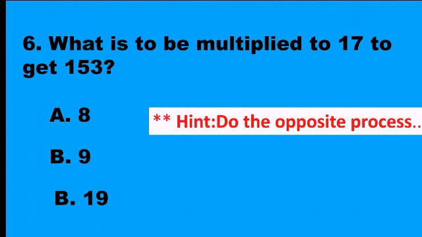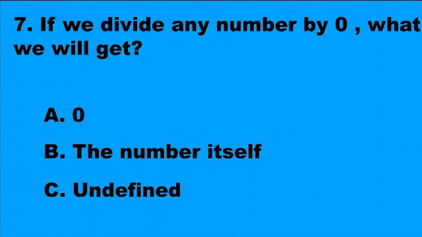I will not tell you what you have to do here, because several times we have done this type of sum. So now it's time for practice. You have to give the answer. What is to be multiplied to 17 to get 153? Options are also given, and the last option will be option C. Please make the correction.